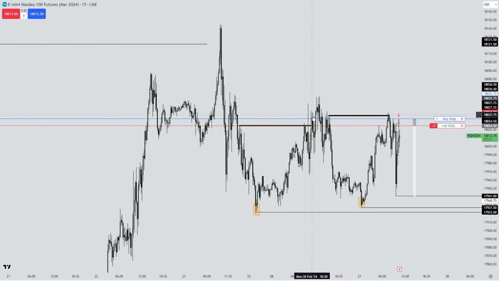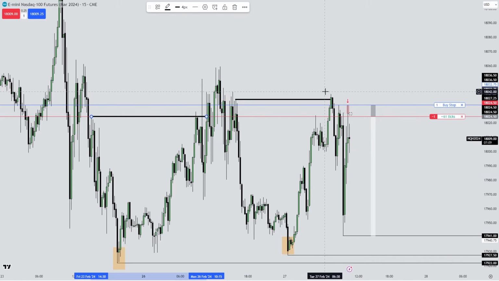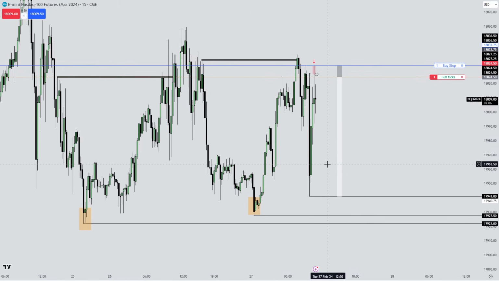Price returns into the breaker, returns above buy side liquidity, which is an old high in here, and then it displaces away from it with speed. Does the same thing over here. Returns above buy side, displaces away from it with speed.